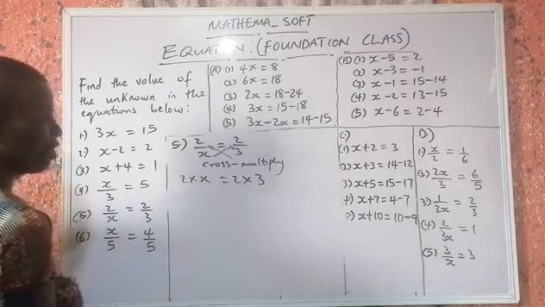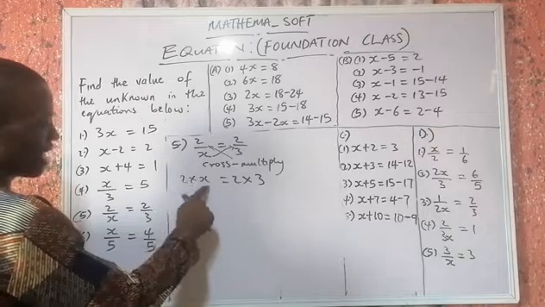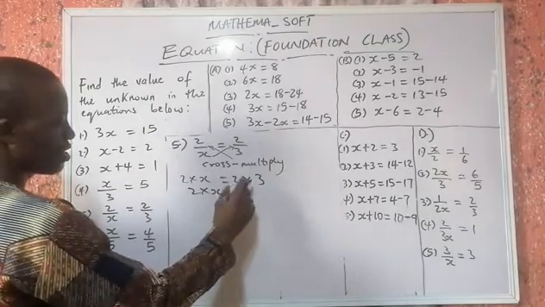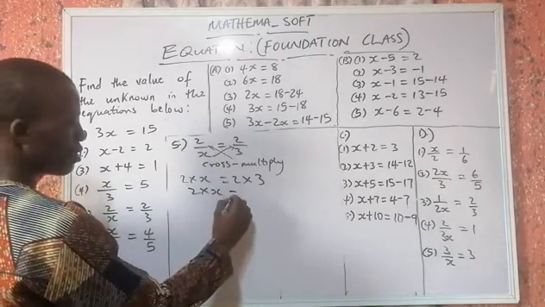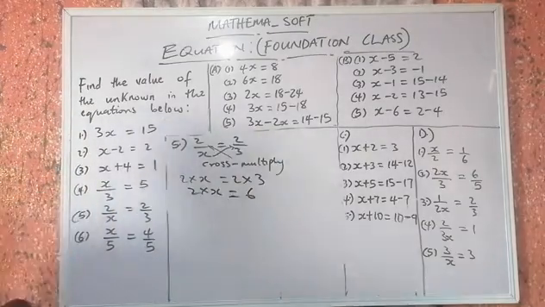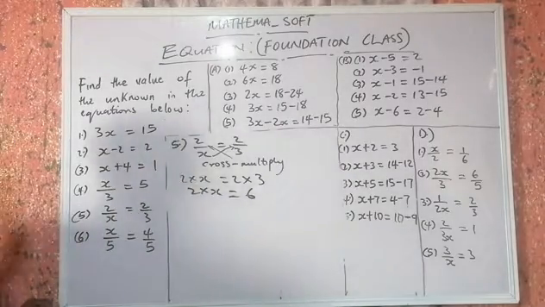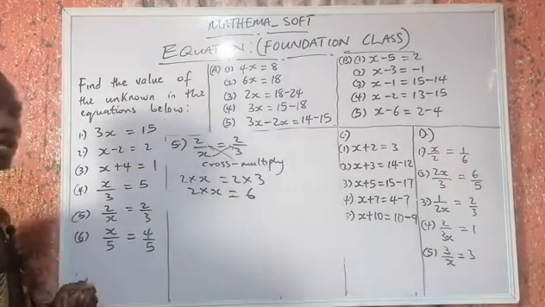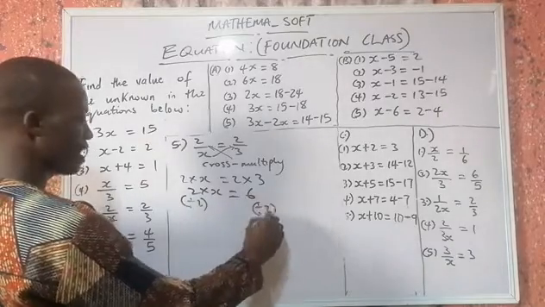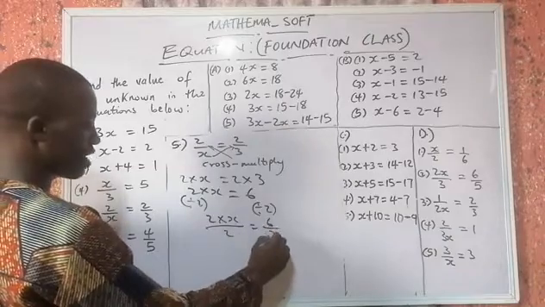So you can see that this 2 is attached to this x by multiplication. So that's 2 times x. This will give me 6. That's 2 times 3 will give me 6. So this 2 is attached to this x by multiplication. So what are we going to use to remove this 2? We are going to use division. So you divide this side by 2, you divide this side by 2. So that will be 2 times x over 2 equals 6 divided by 2.